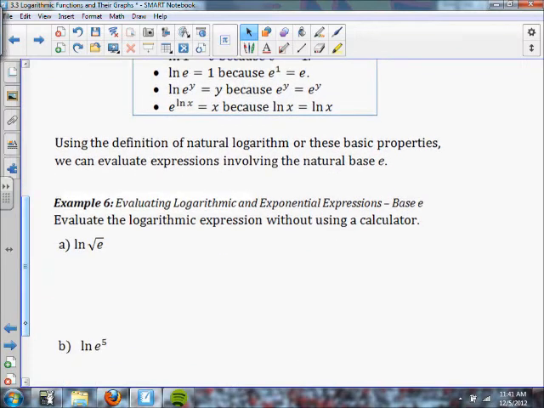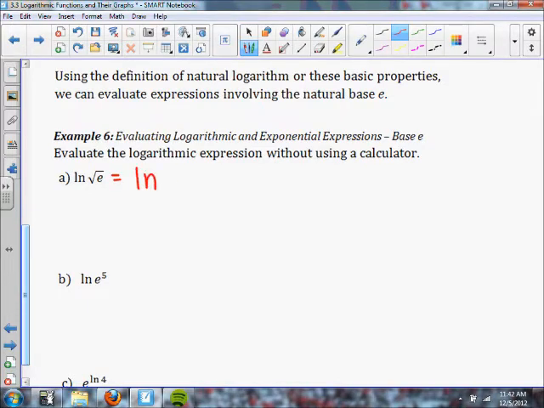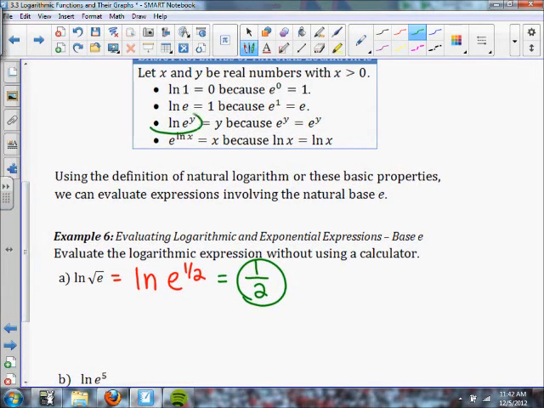Now, using the definition or these basic properties, we're going to flip back and forth. We're going to show one with properties and one using it equal to y. So I can rewrite this as ln of e to the 1/2 power, right? Which means then it's going to equal how much? Using the chart, it is equal to 1/2.